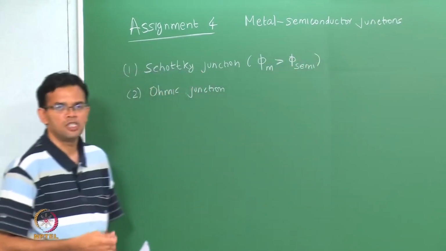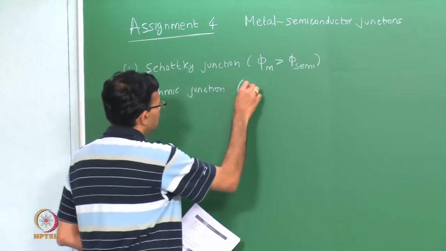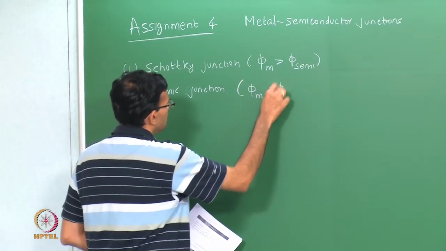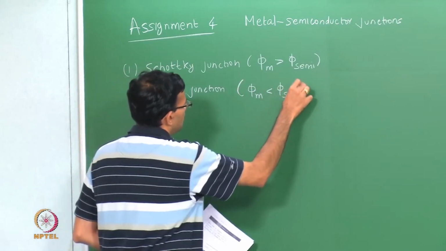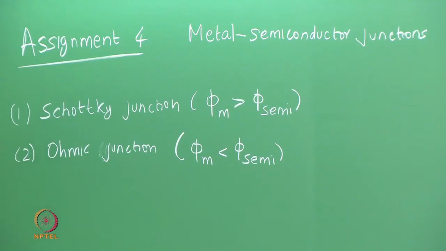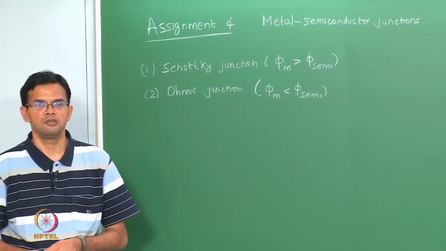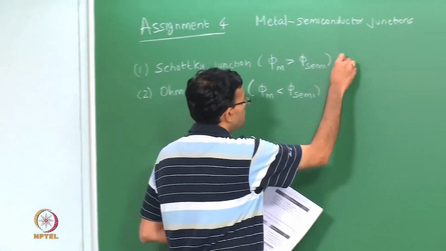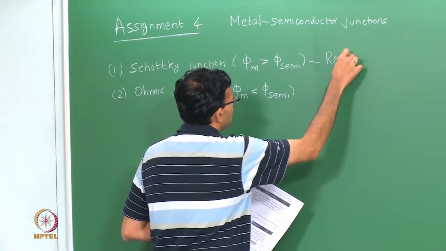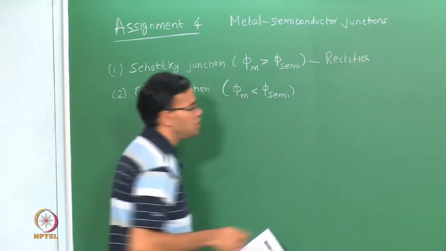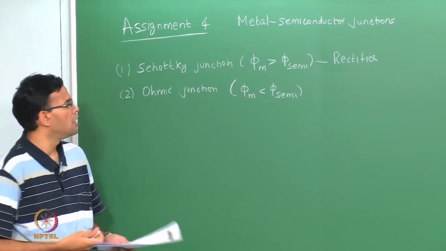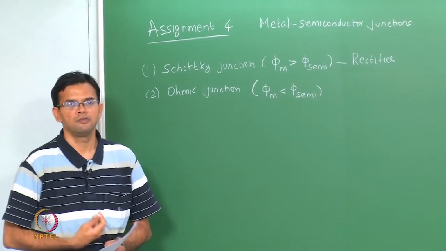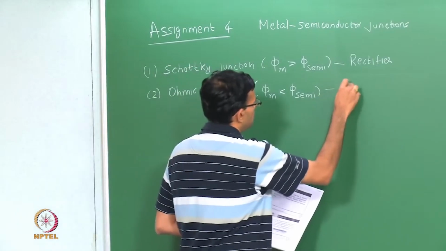In the case of an ohmic junction, it is the reverse. The work function of the metal is less than the work function of the semiconductor. We also saw that a Schottky junction essentially behaves like a rectifier. So, it conducts the current in the forward bias and does not have any conduction in the reverse bias. So, in this way a Schottky junction is similar to a PN junction, which is also a rectifier. An ohmic junction, on the other hand, from the name, is just a pure resistor.